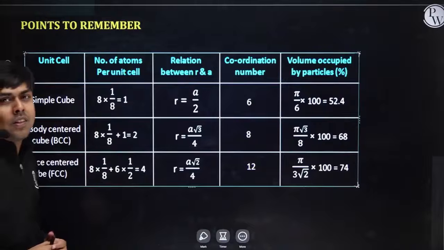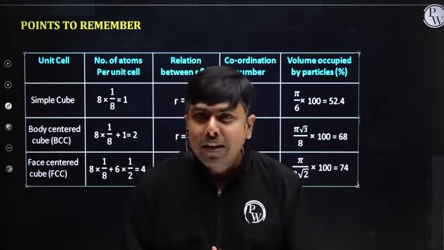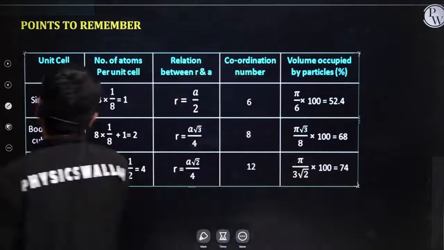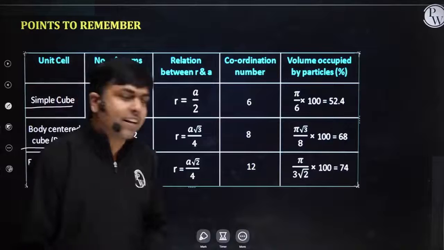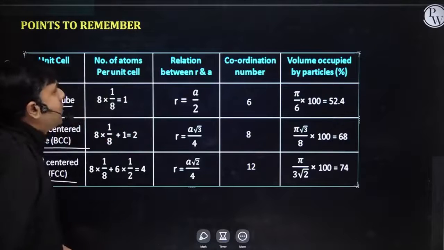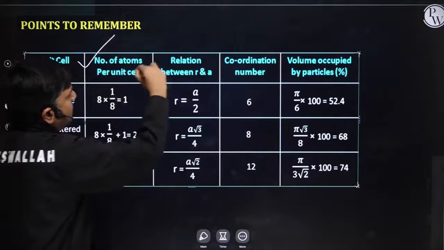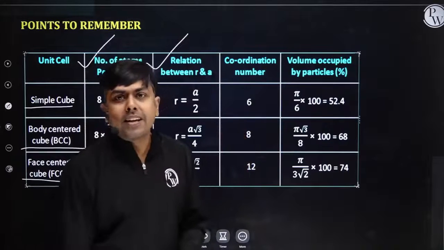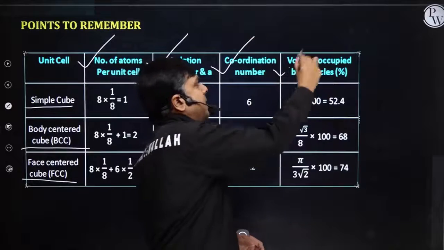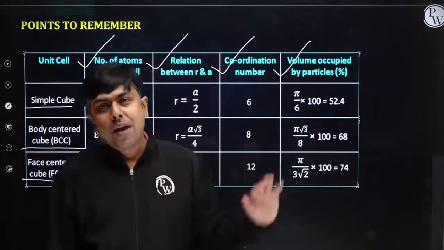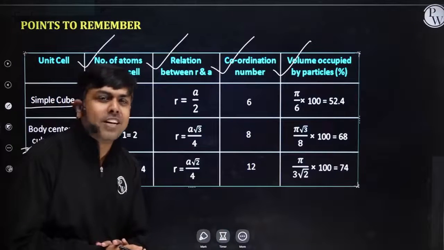So these are the important parameters related to a cubical unit cell. We have studied 3 types of unit cells: simple cubical unit cell, body-centered cubical unit cell, and face-centered cubical unit cell. And we have calculated each of these parameters: number of atoms, relation between the radius and the edge length, coordination number, and the packing efficiency. Am I clear? I hope these things are crystal clear to you all. Let's move ahead.